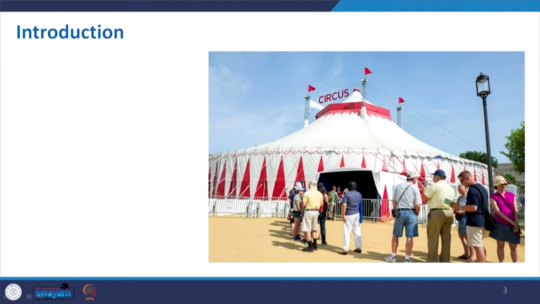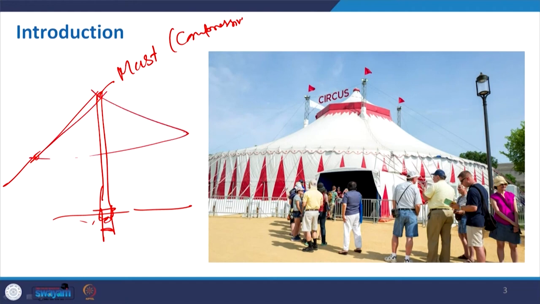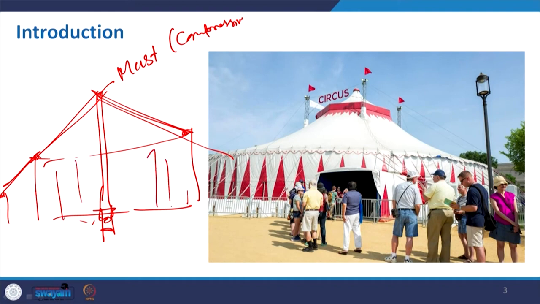To make it simpler, I think all of us have some experience of watching a circus, and we know the tent. If I want to make a cross section of that, there must be a single compressive mast, as when we discussed the tensile structure, which is anchored to the ground. From there, different cables are placed, and this particular cloth, referred to here as the membrane or fabric, is given the tension and the form is created. So you do not require any other vertical support here. This tent-like structure is a tensile structure, and with the membrane we can create the form.